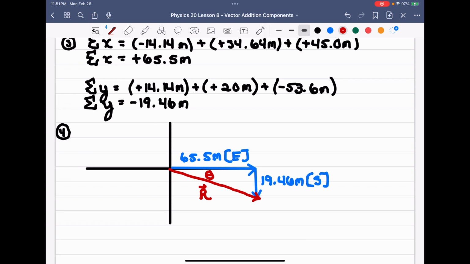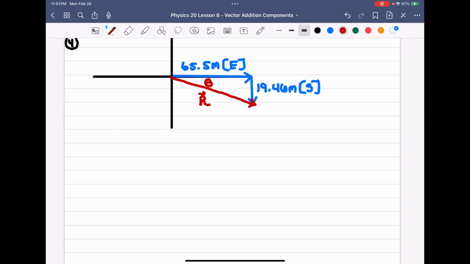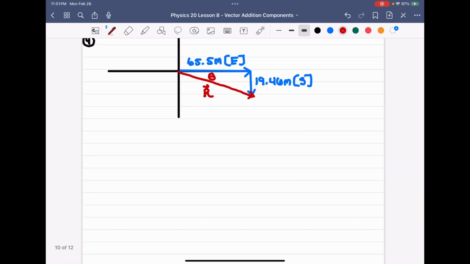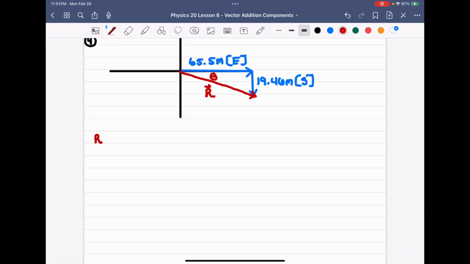Now, to get all our solutions here, we're going to have to do a bit of Pythag. We're going to have to do a little bit of figuring out what the angles are using the tangent ratio, and then hopefully we can put together all three solutions here. So here's what we need to do first of all. Let's solve for that r value. The resultant squared is equal to the hypotenuse squared, which is equal to the other two lengths squared, so 65.5 meters squared, plus 19.46 squared, in meters, of course.